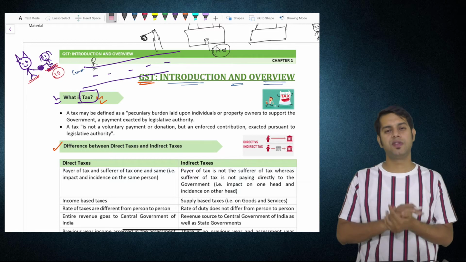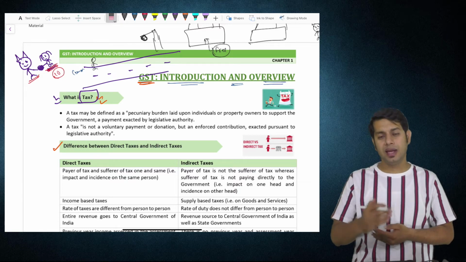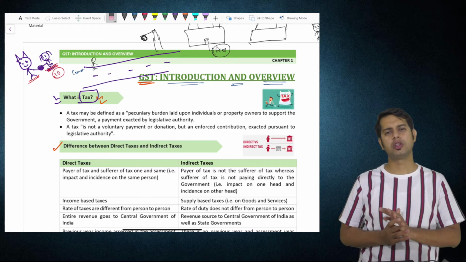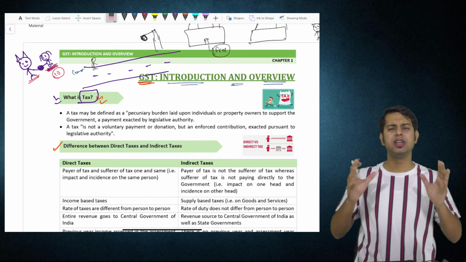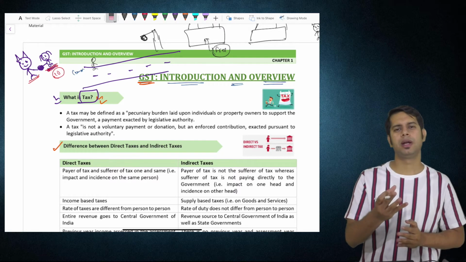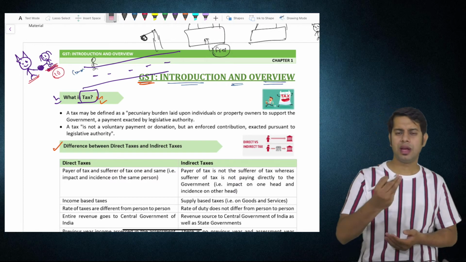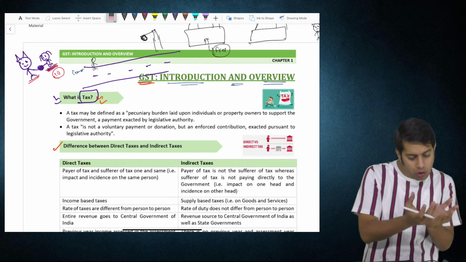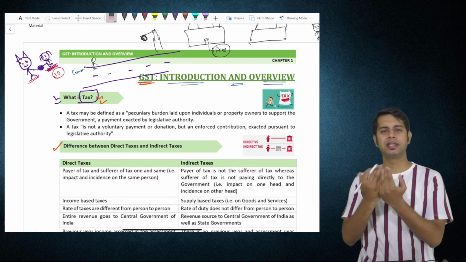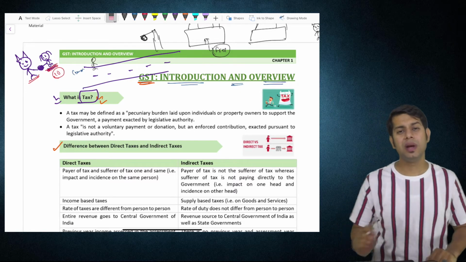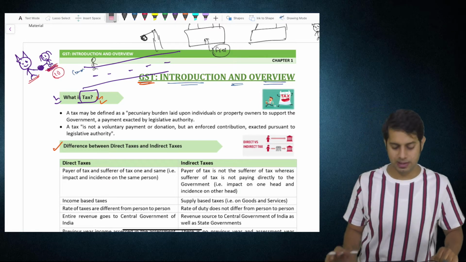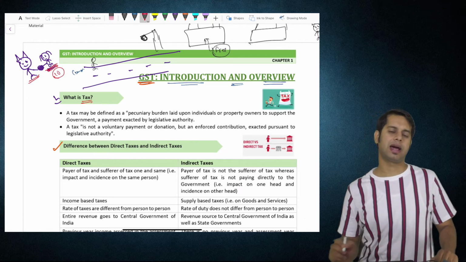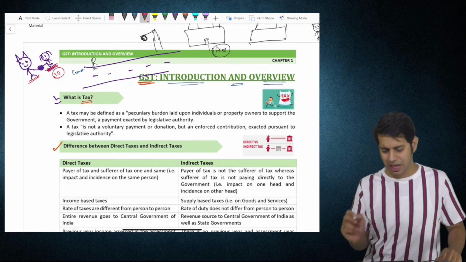There is an infrastructure facility. There are roads, there are bridges, there are government schools, government colleges, government hospitals, there is defense, etc. All these different expenses incurred by the government for all these facilities provided by them, the government is collecting the money from us. This money which the government is collecting is called tax. Government collects this money from us in the form of tax. That is the basic overview of tax.